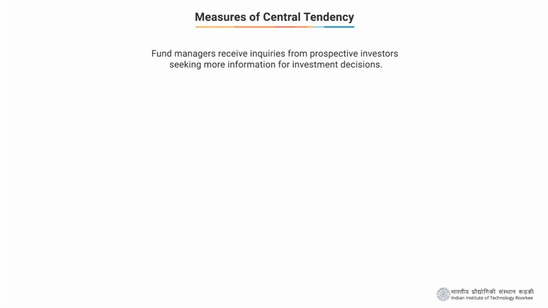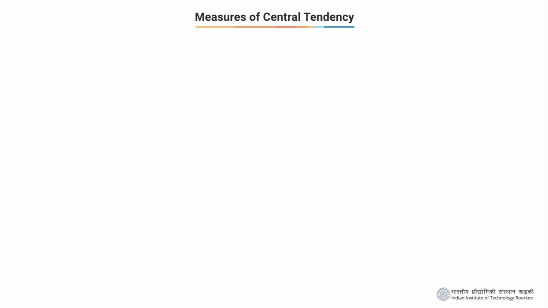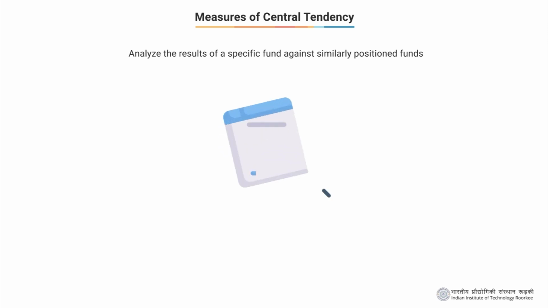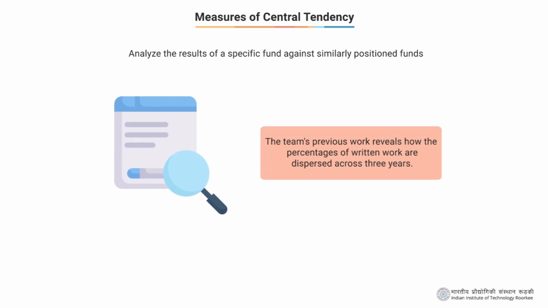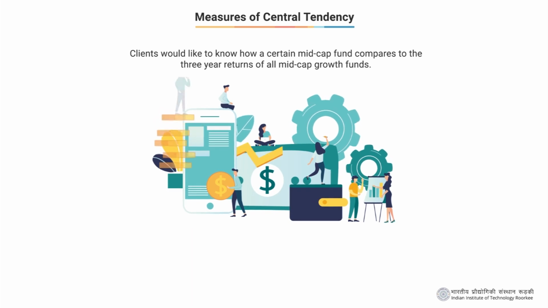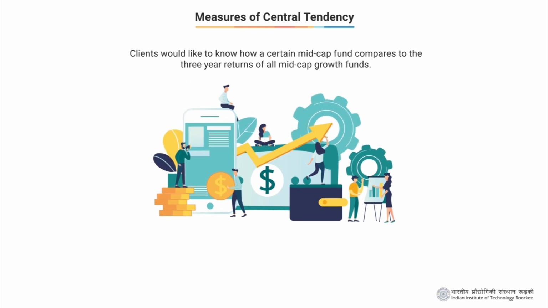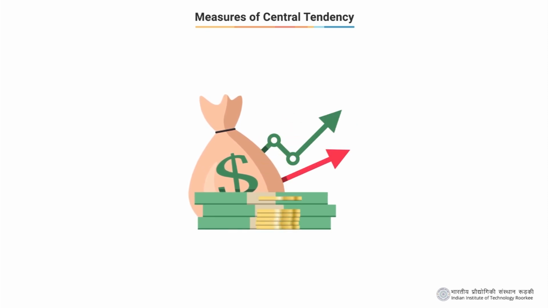As a fund manager, several prospective clients are asking for more information on which they can base their investment decisions. In particular, they would like to compare the results of an individual specific fund to the results of similar funds. For example, while the earlier work your team did shows how the 3-year return percentages are distributed, prospective clients would like to know how the value for a particular mid-cap growth fund compares to the 3-year returns of all mid-cap growth funds. They also seek to understand the variation among returns.